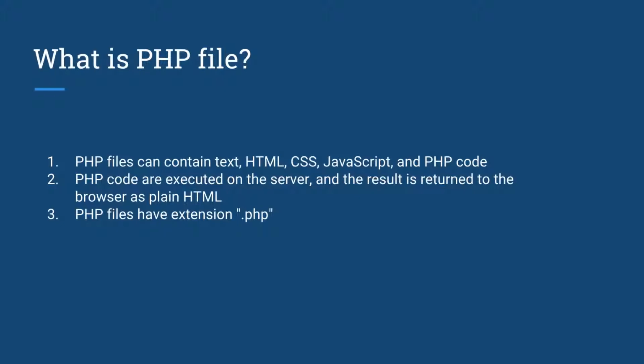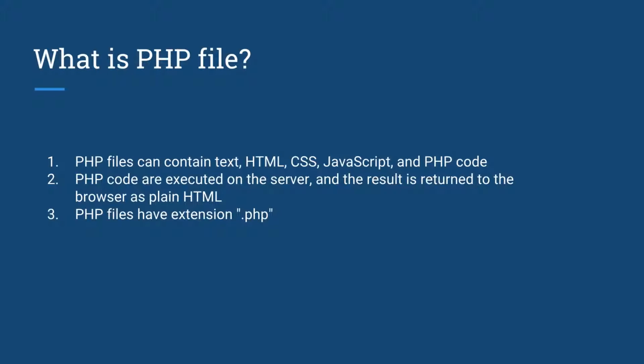Okay, what is a PHP file, and what information can a PHP file contain? A PHP file can contain basically text, HTML, CSS, JavaScript, or its own PHP code. PHP code is executed on the server and the final output is returned to the browser. The final output in most cases is plain HTML.